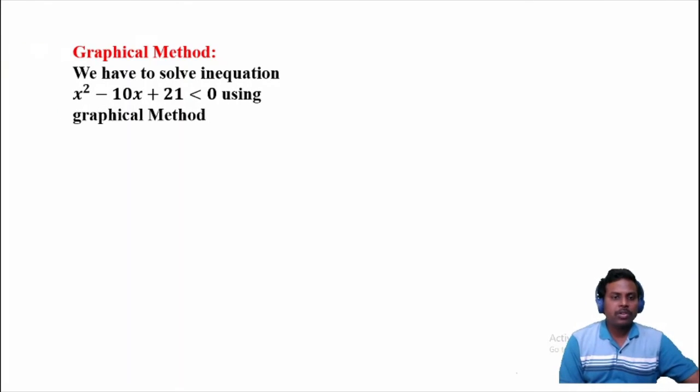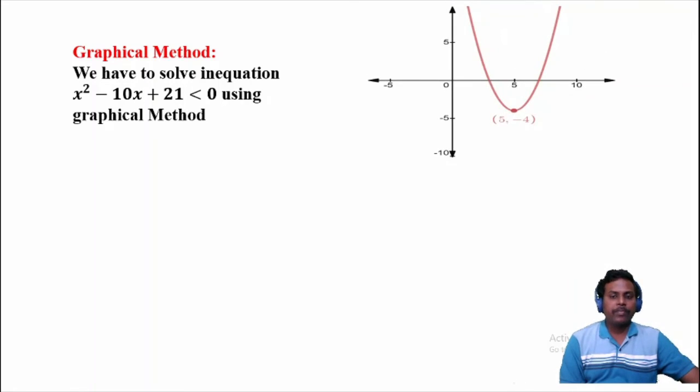Graphical method. We have to solve the inequation x square minus 10x plus 21 less than 0 using the graphical method. So first what we need to do is sketch the graph of y is equal to x square minus 10x plus 21. Here is the graph of it.